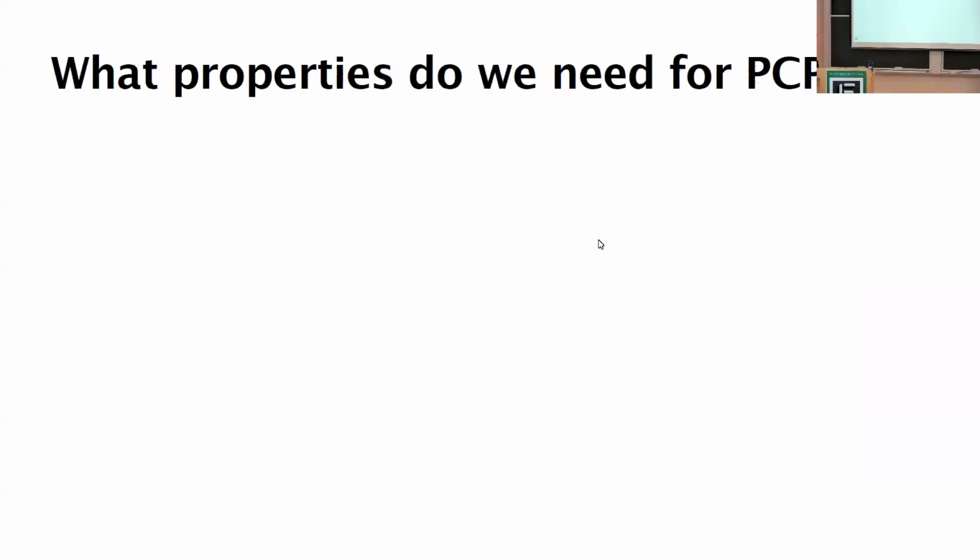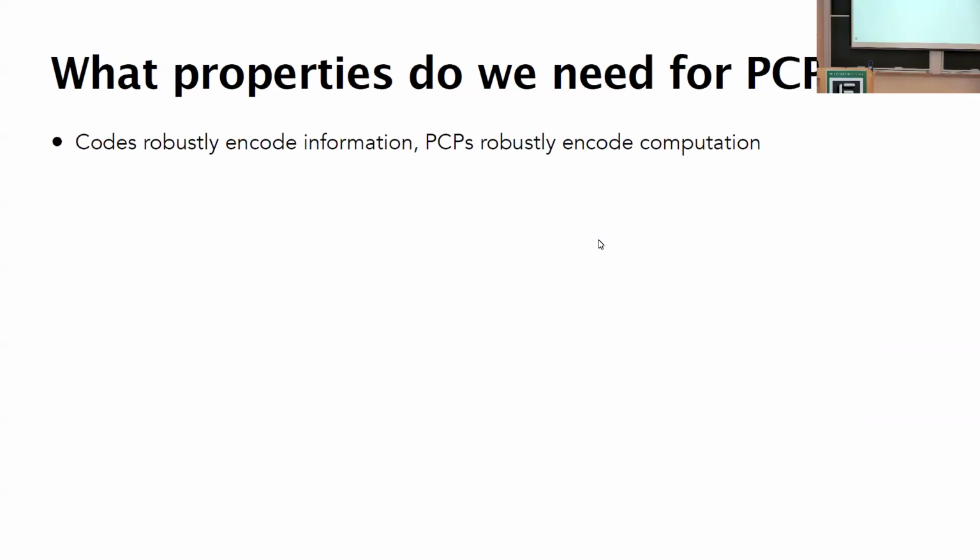Okay, so we talked about secret sharing. Let's talk about PCPs. So why are PCPs related to codes? Well, there's a sort of philosophical relation, which is that codes robustly encode information, right? PCPs robustly encode computation. So there's some high level relations there.